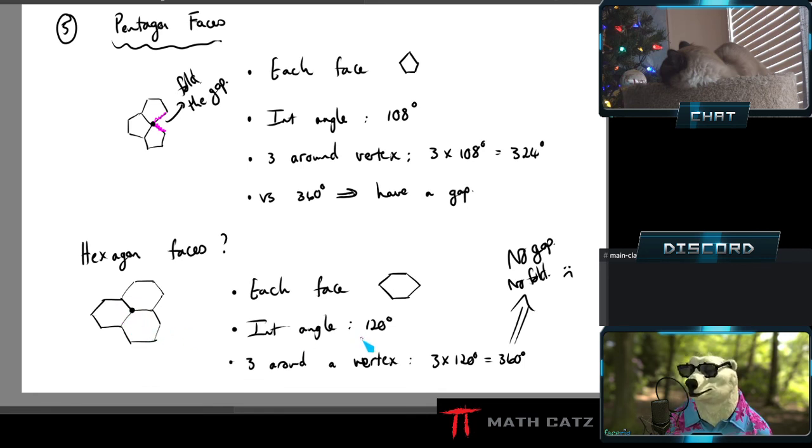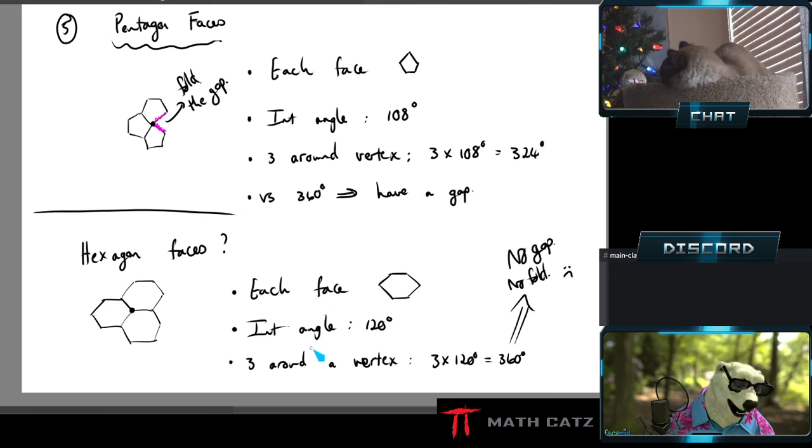If I go any further, heptagons, octagons, now three times that interior angle, which keeps going up, is just going to drift further away from 360. And I conclude that pentagons are as far as I can go.